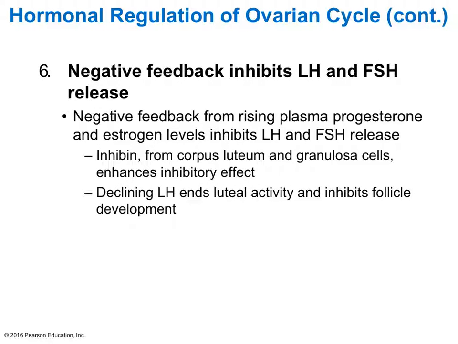Meanwhile, LH levels will begin to drop as well as FSH due to the rising levels of progesterone and estrogen. So they're going to have that negative feedback effect on the hypothalamus and pituitary. And inhibin contributes to that inhibition. So this is going to lead to the end of follicle development for that particular ovarian cycle.